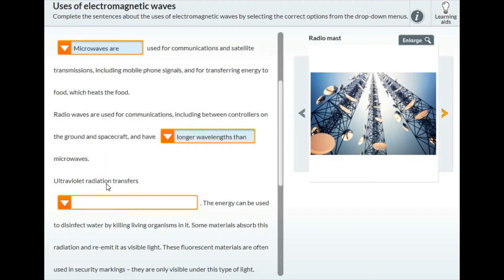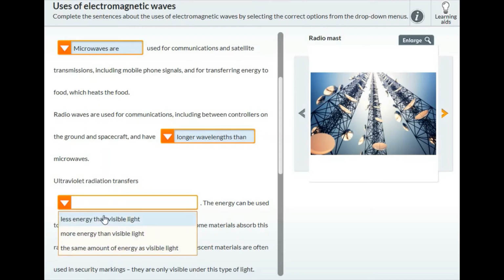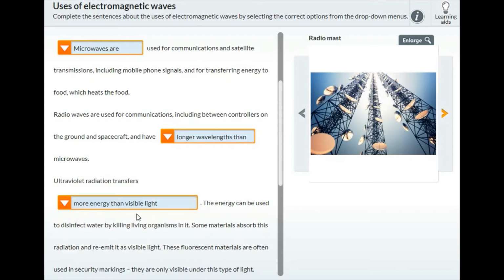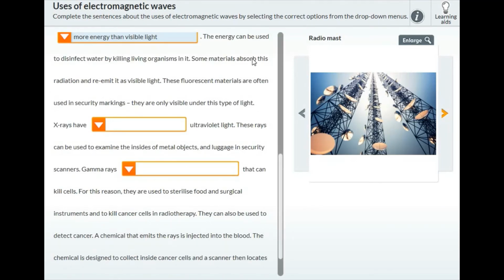Ultraviolet radiation transfers. So we've got less energy than visible, or more energy, or the same. So visible light is a certain frequency. A higher frequency is beyond the violet part of the spectrum, which is the ultraviolet part that has more energy. And what have we got? The energy can be used to disinfect water by killing living organisms in it. Some materials absorb this radiation and re-emit it as visible light. These fluorescent materials are often used in security markings. They're only visible under this type of light.